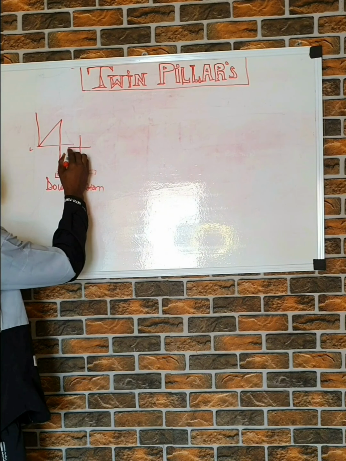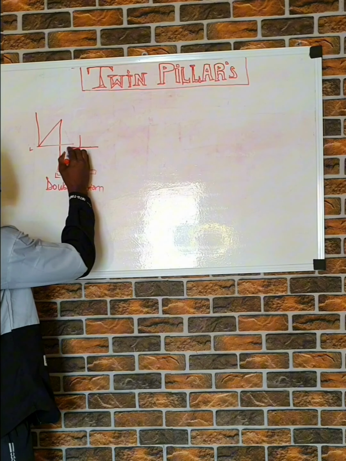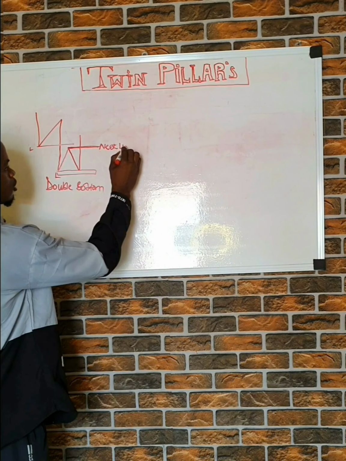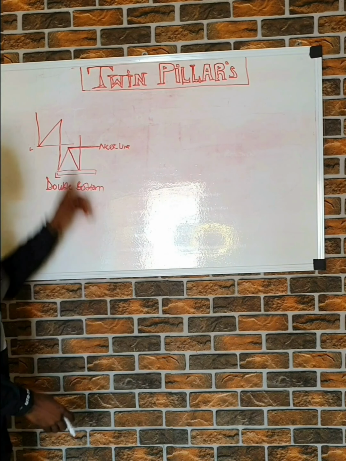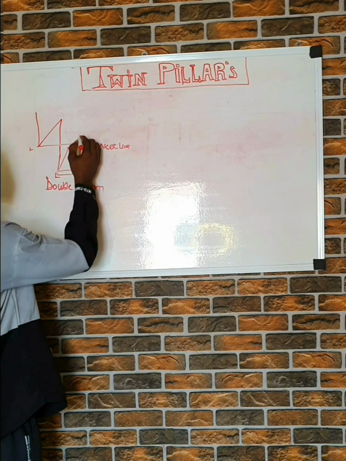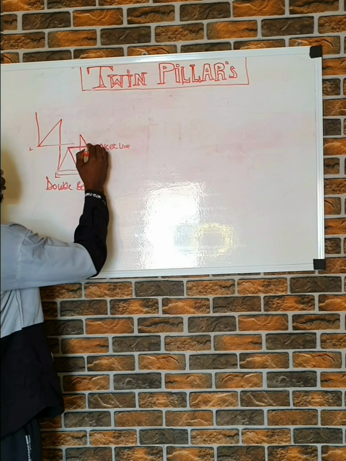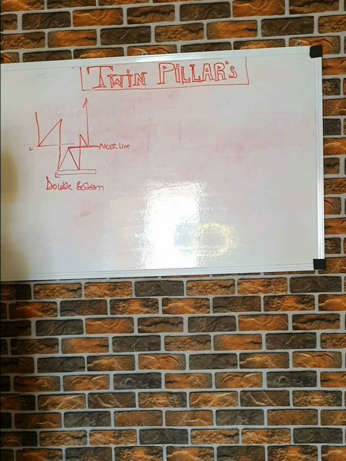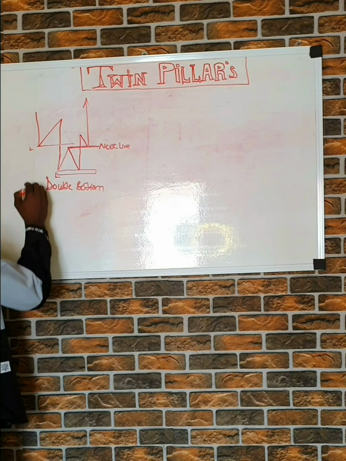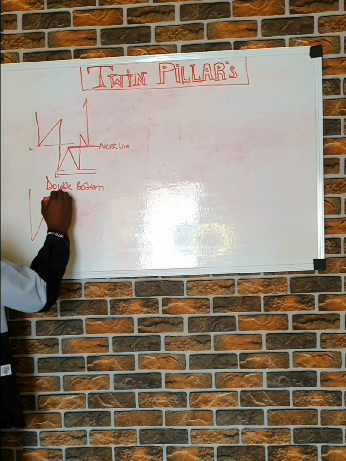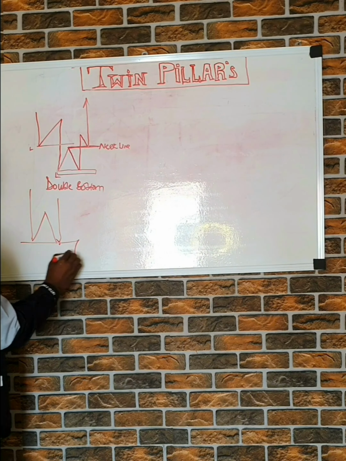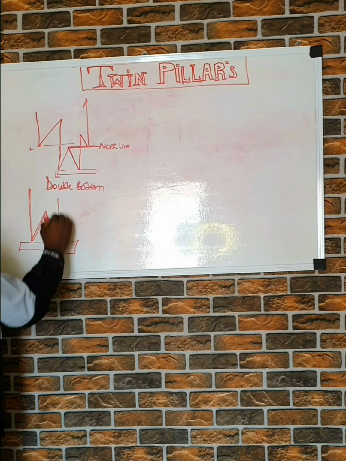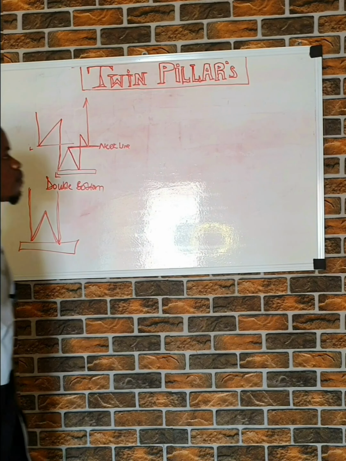I will now call this place our neckline. Some people call it their neckline. So whenever price comes back to this neckline, you'll be expecting to trigger your buys. So this is the double bottom formation right here.